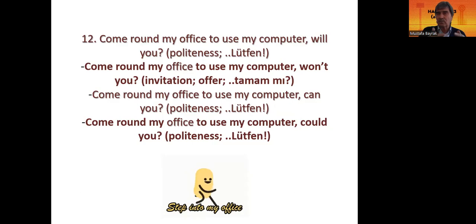It means let's change them into complete sentences. Will you come round? Polite request. Will you come round my office to use my computer? Or won't you come round? Couldn't you come round? Also possible. Couldn't you come round my office to use my computer? Yes. Won't you come round my office to use my computer? Yes. Can you? Also possible. Could you? Will you? Come round my office to use my computer. Could you? Yes. Politeness. Here we see the politeness.